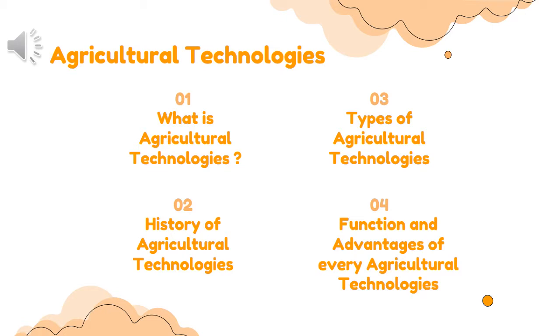I am Teacher Atira. Today I want to present the subtopic Advance in Agricultural Technology. In this topic, I want to talk about 4 things that we have to know in agricultural technology. First, what is the meaning of agricultural technology? Second, the history of agricultural technology. Third, types of agricultural technology, and last, function and advantage of agricultural technology.